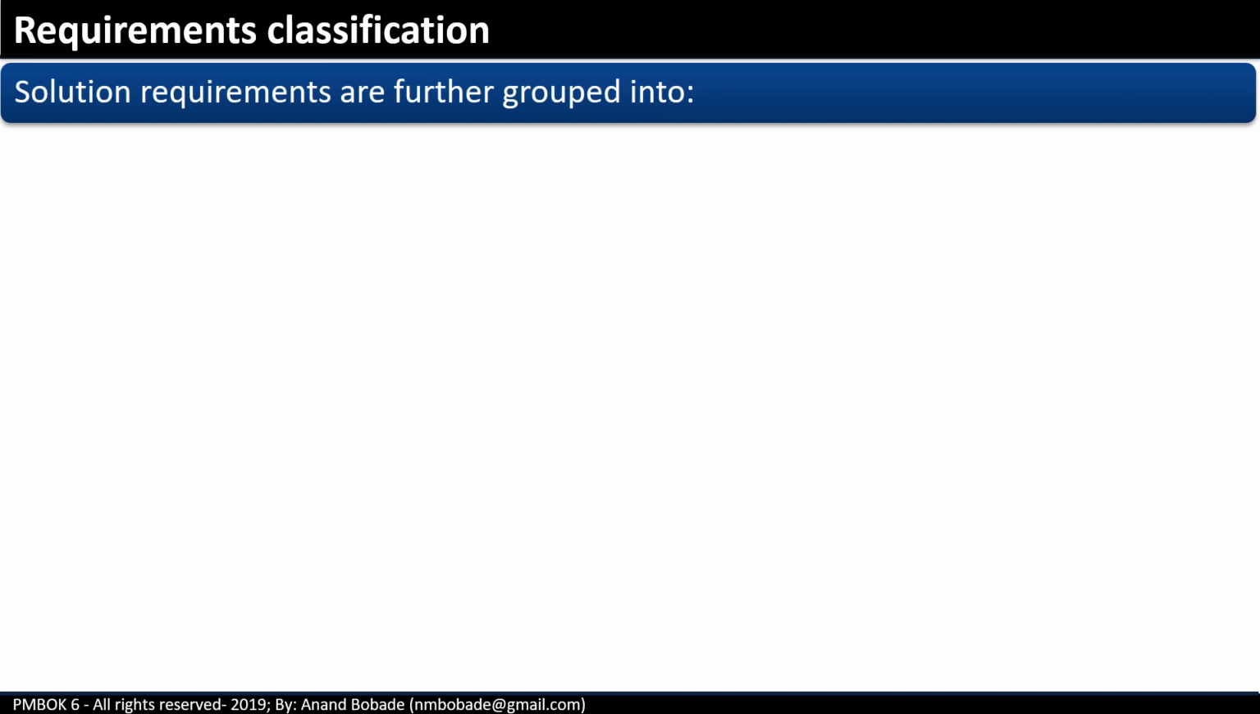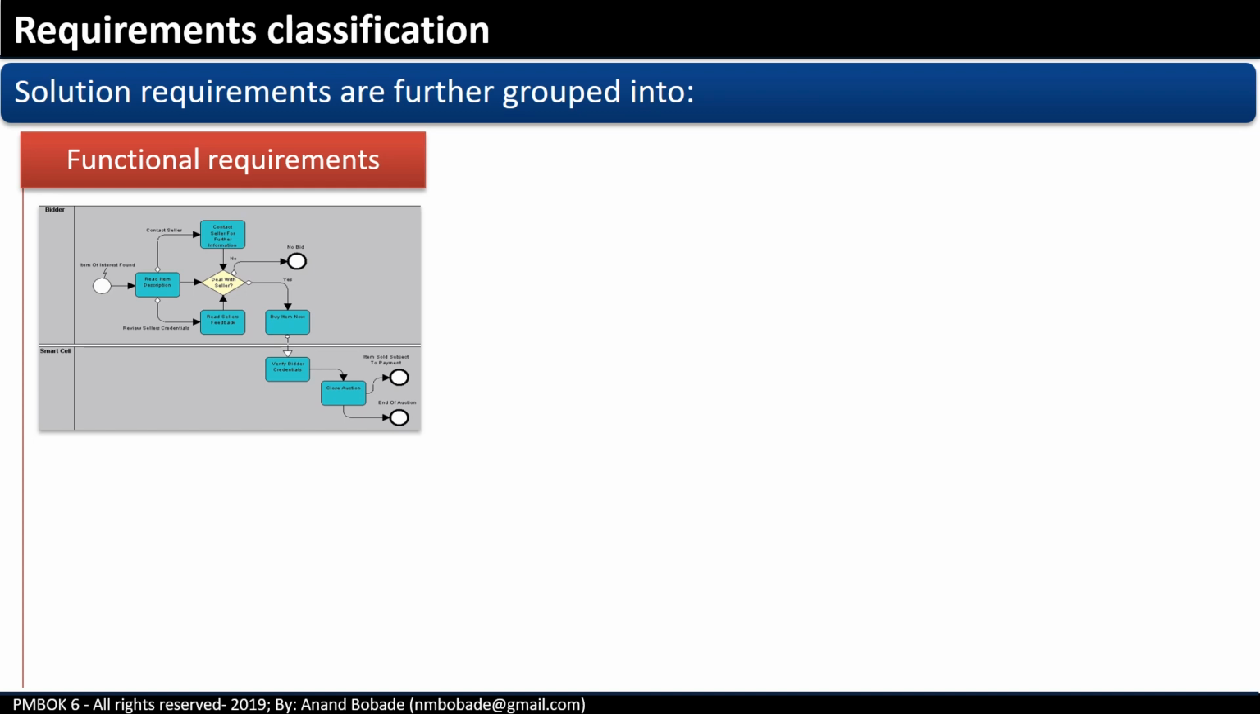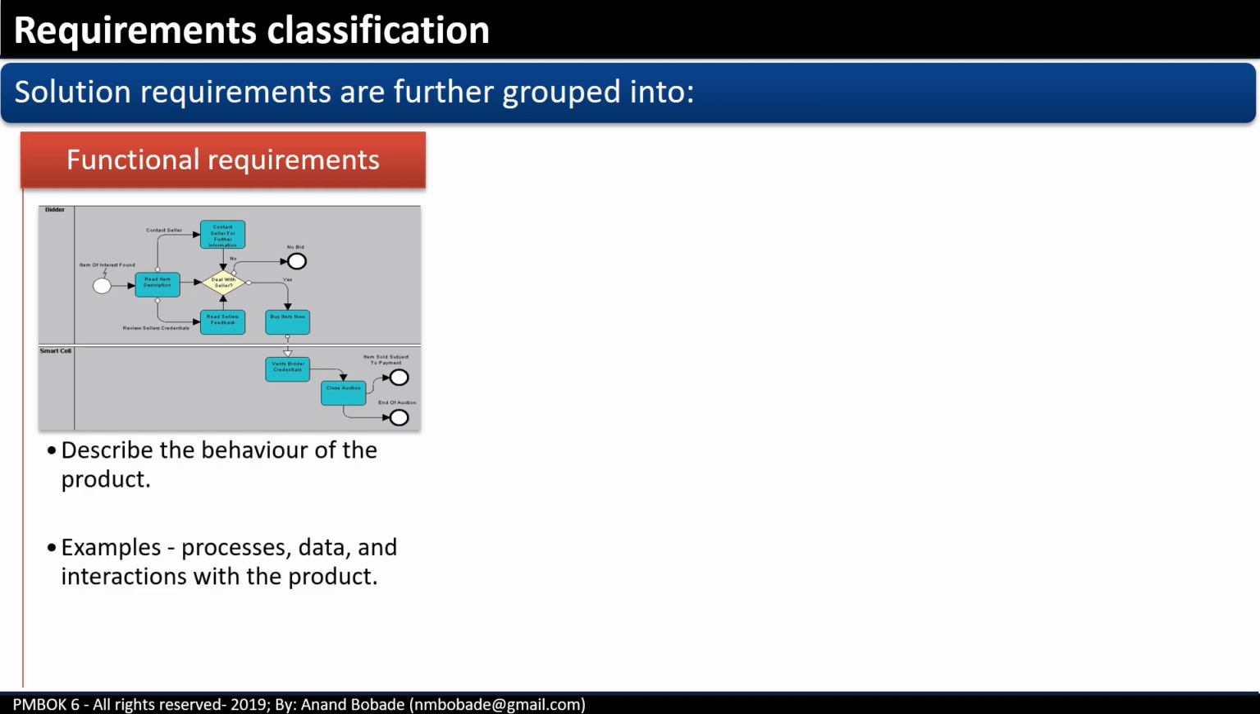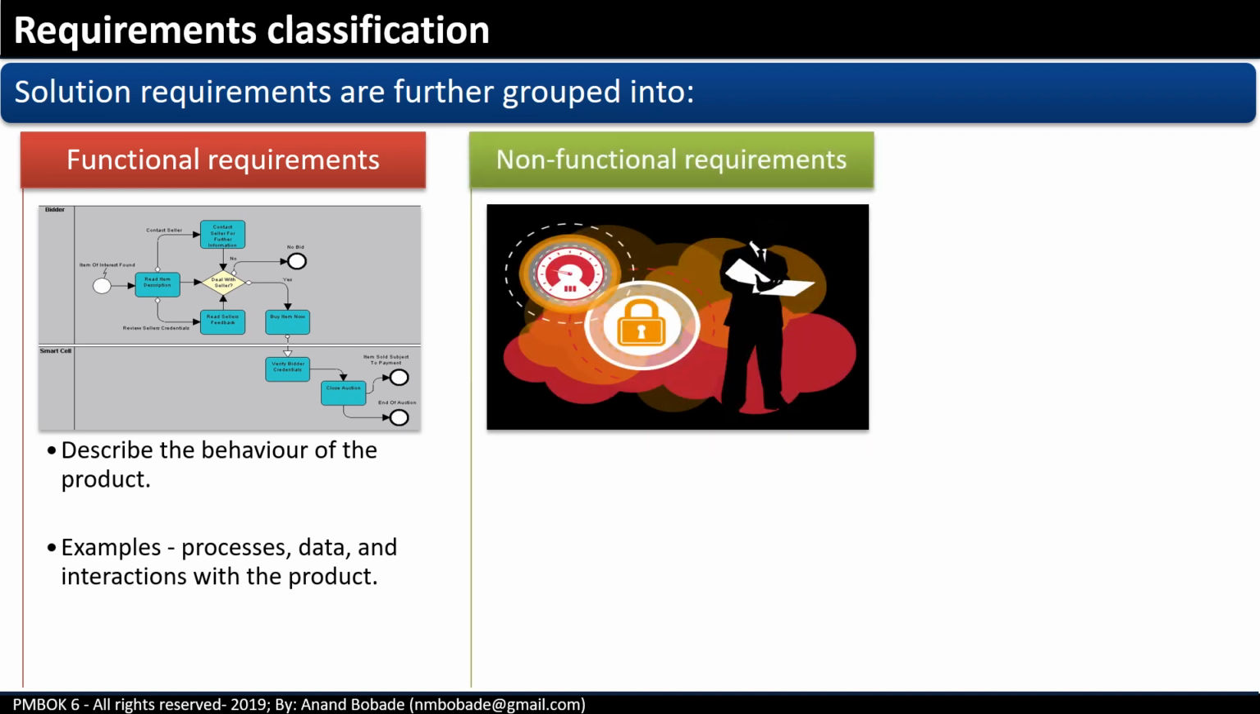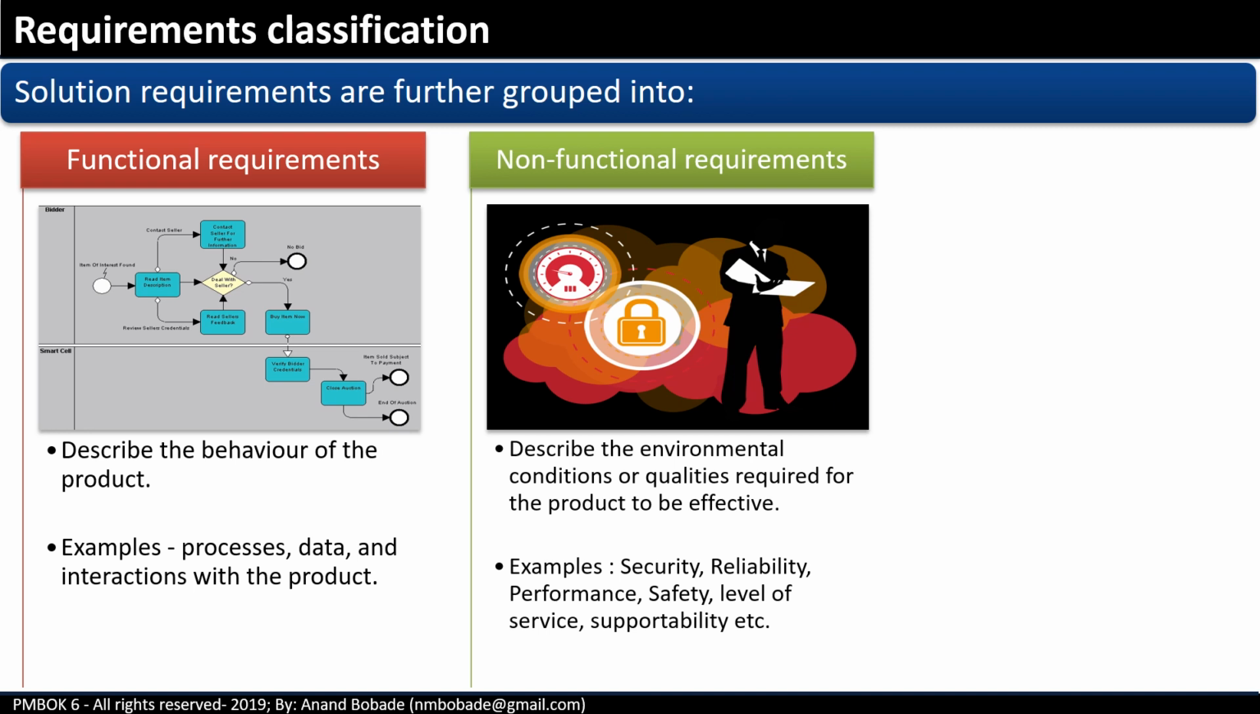As we discussed on the previous slide, solution requirements are further grouped into functional requirements and non-functional requirements. Functional requirements describe the behavior of the product, for example, business process, data, and interaction within the product. Non-functional requirements describe the environmental conditions or qualities required for the product to be effective, for example, security, reliability, performance, safety, level of service, supportability, etc.